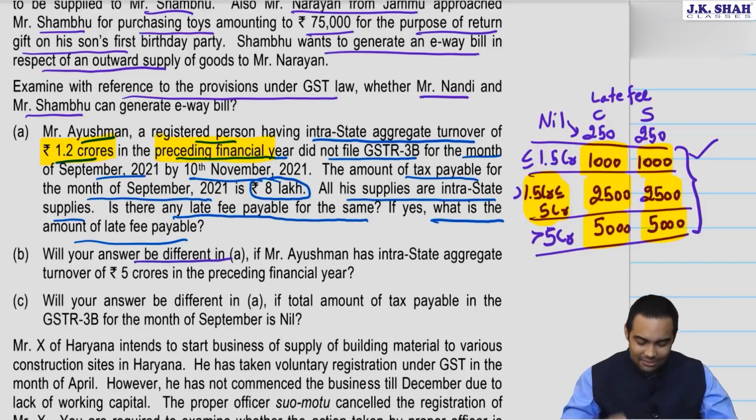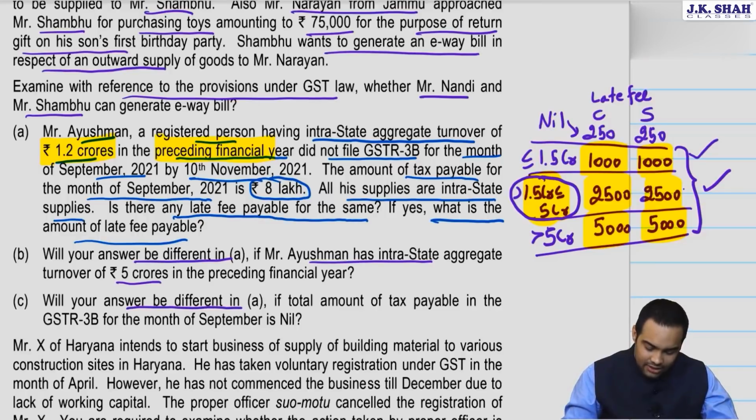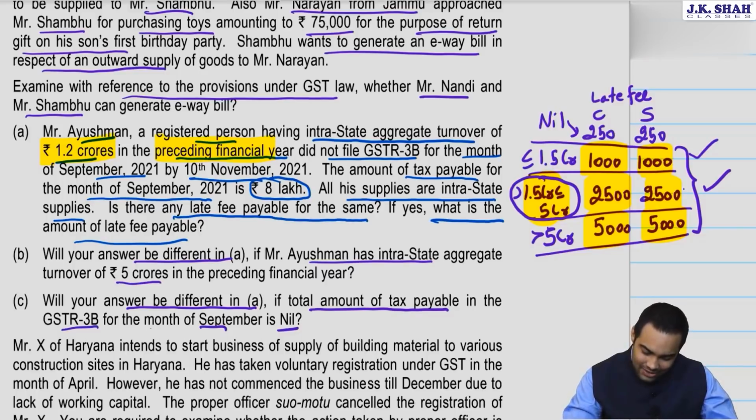Will your answer be different in A if Ayushman had intrastate aggregate turnover of 5 crores? Exactly 5 crores. Then in that case, 2,500 and 2,500. This one would have applied. Correct. Will your answer be different in A if the total amount of tax payable in 3B for September was nil? If it was nil, then the cap will be 250 and 250. This is the maximum late fee.